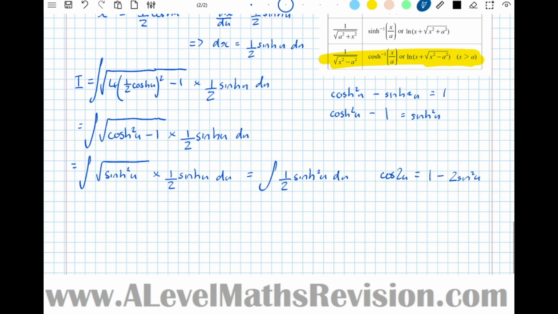But we're not talking trig, we're talking hyperbolic trig now. So cosh 2u equals 1, and whenever we've got a sinh squared u, the hyperbolic counterpart always has the flipped sign. So 1 plus 2 sinh squared u. So that means that 2 sinh squared u equals cosh of 2u minus 1. And we want a half sinh squared u. That's what we're trying to integrate. So we'll divide that by 4. We get a half sinh squared u equals a quarter cosh 2u, take a quarter.